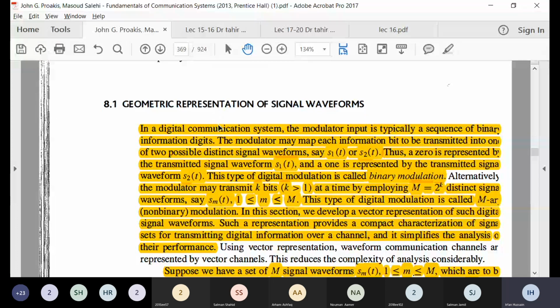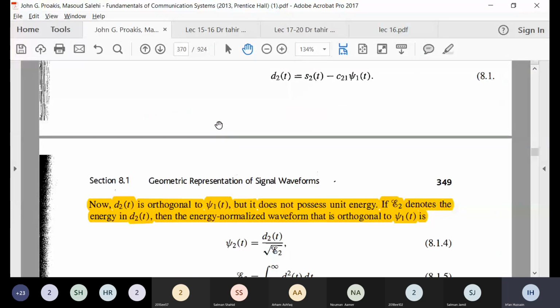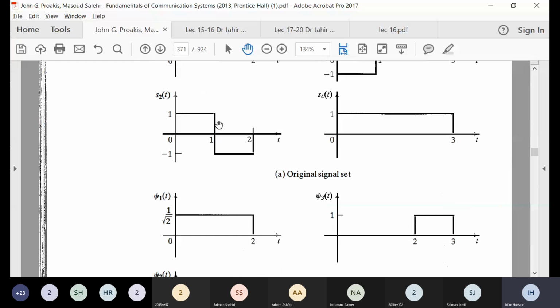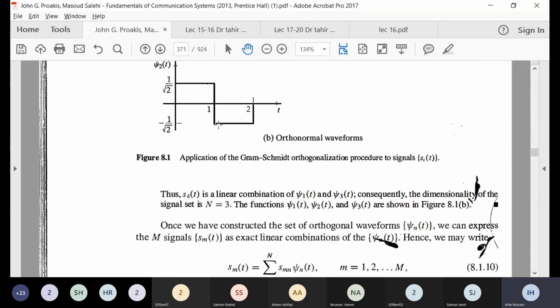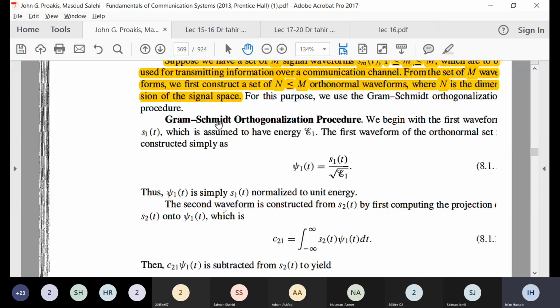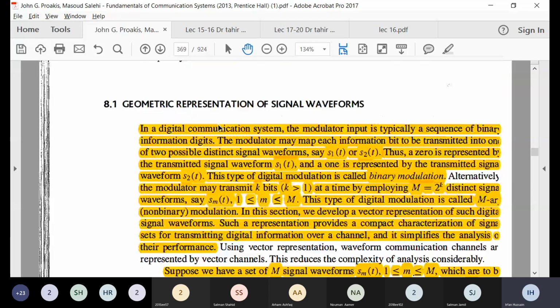So geometric representation. I've told you already, it is for simplification. First of all, I will try to explain this with the book, but in the example, some of the steps are missing. So I'll refer to the notes of Dr. Tahir. Those missing steps will be given in the notes, as is our usual scheme of things. So, geometric representation of signal waveforms.